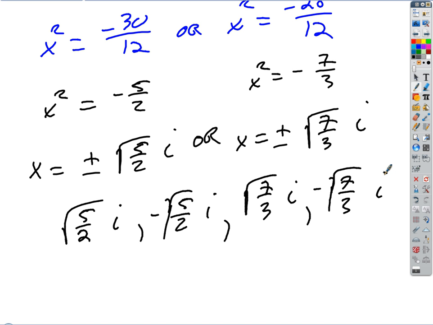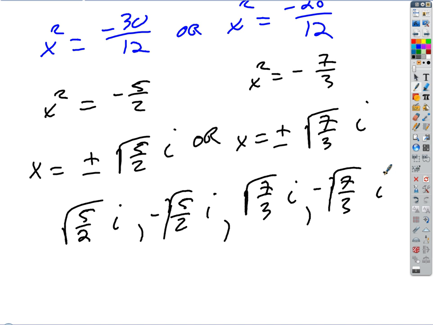And true, they're not all completely simplified. We could do that if we wanted to, right? So if we needed to have all the complex solutions, there they are. They're all complex, they're all imaginary. But let's just say here that we only wanted real solutions.